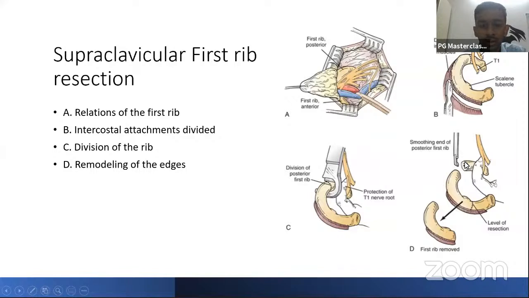If it is not done, then there can be injury to the vessels and to the nerves, which can get trapped in the formation of callus here. So smoothing of this posterior end is very, very important. Anteriorly, the phrenic nerve and the subclavian vein form very important relations while removing the first rib.